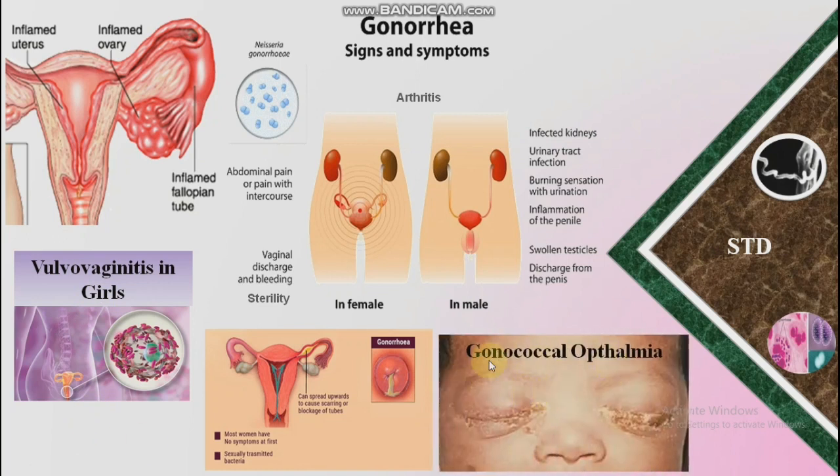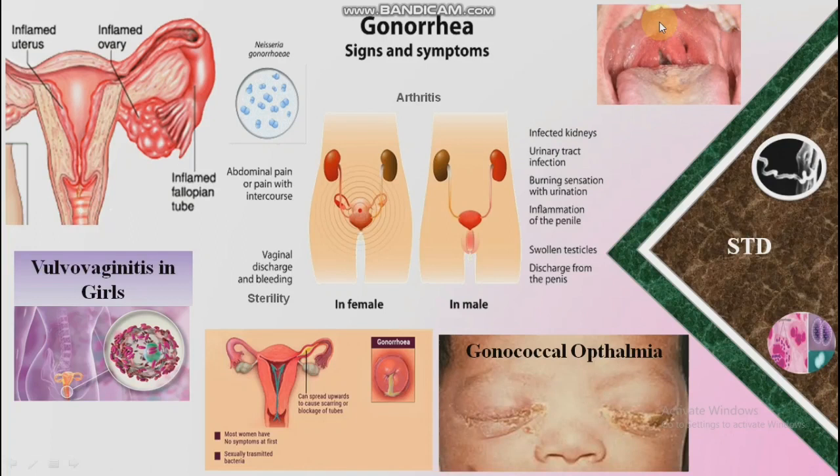Now in a newborn baby, if the mother is infected, then the newborn baby gets infected with this bacteria and it causes an eye infection, that is gonococcal ophthalmia. See here, this is the image of the newborn baby. Throat infection: bacterial infection is also found in the throat, tonsillitis, see here, and it causes throat infection due to the bacterial infection, Neisseria gonorrhoeae. All these are symptoms concerned with gonorrhea.